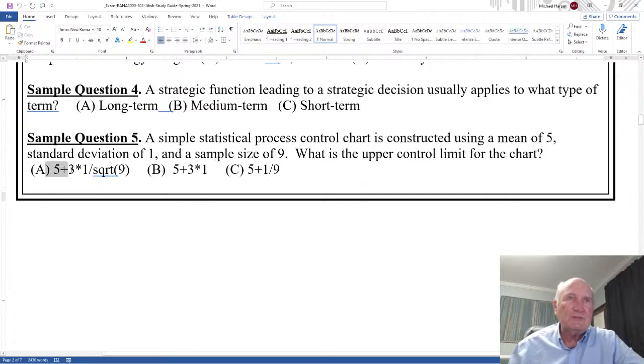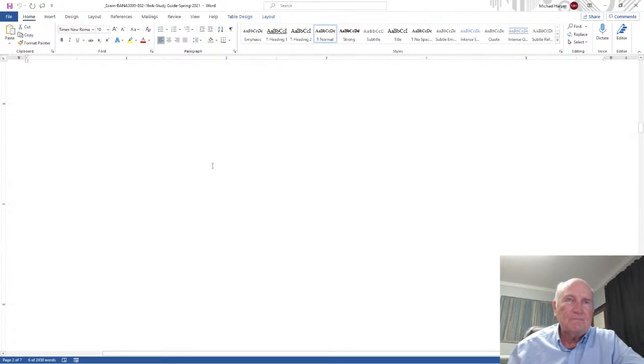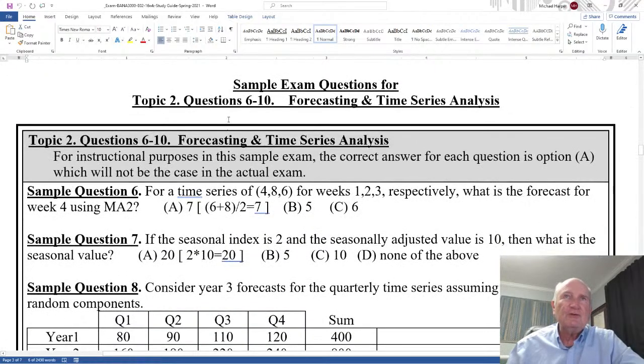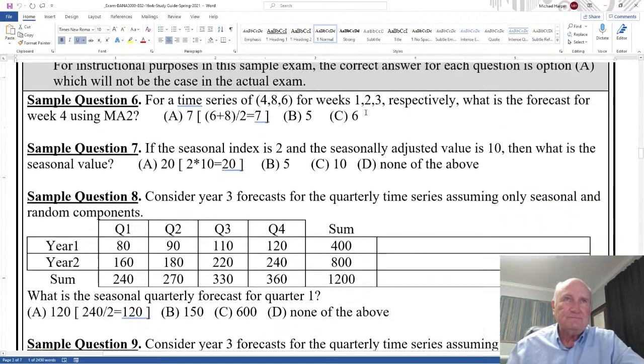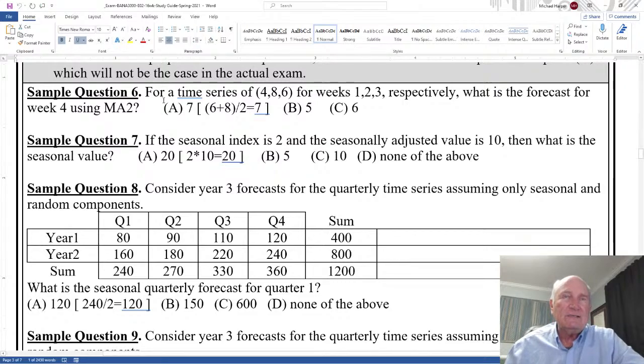And here it's 5 plus 3 times the standard deviation divided by the square root of the sample size. Okay, so just know that equation. Okay, topic 2 is forecasting. And some of these will be the exact questions for the exam.